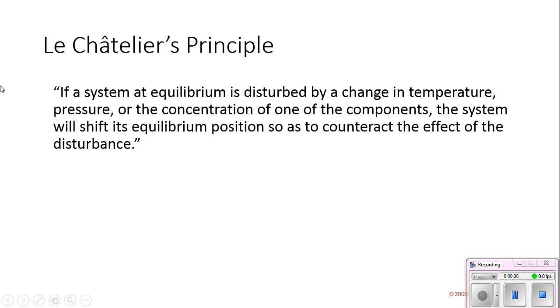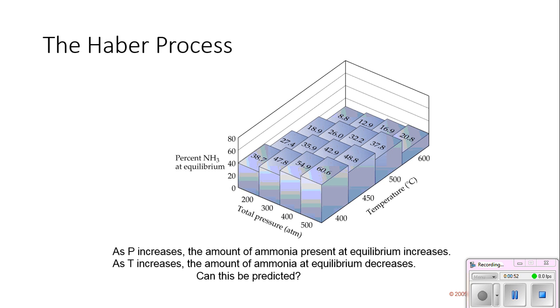So if a system is at equilibrium and it's disturbed by a change in temperature, pressure, or the concentration of one of the components, the system will shift its equilibrium's position so as to counteract the effect of the disturbance.